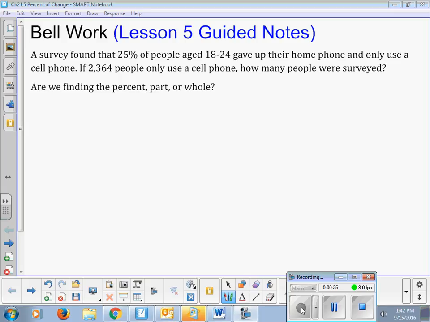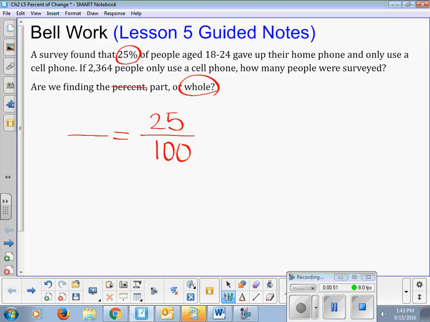Before we get started, are we finding the percent? No. Are we finding the part? No. If 2,364 people only use a cell phone, that is what 25% is. We want to find our whole. So I'm going to set up my two fractions. How do we write 25% as a fraction? 25 over 100. And we know that 2,364 is our part, so that goes in the numerator.